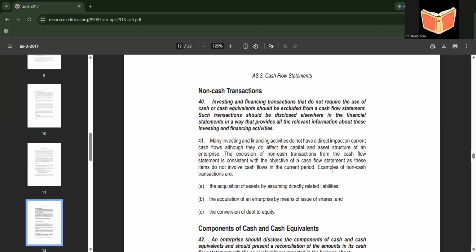Similarly, if I'm acquiring some assets by assuming some liabilities, I'm not paying for that. Conversion of debt to equity. Again, I'm just converting my debt into equity. So I'm giving you shares in pursuance of the debt which I was supposed to pay you. So there's no cash outflow with respect to that debt. There's only an outflow of shares.